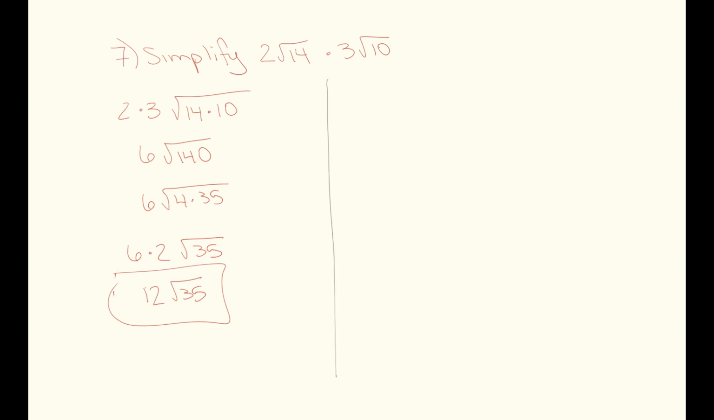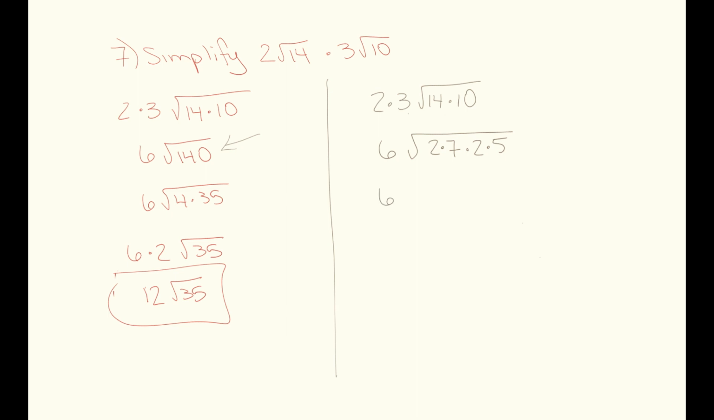I want to show you a different way, and it's your choice. Okay, so we're still going to do the same thing. We're going to say 2 times 3 and 14 times 10. But since 140 is a big number, and you will have bigger numbers than that, to simplify, I just want to show you a little trick. Okay, so let's go ahead and say that 2 times 3 is 6, right? Now break this down. 14 is 2 times 7, and 10 is 2 times 5.